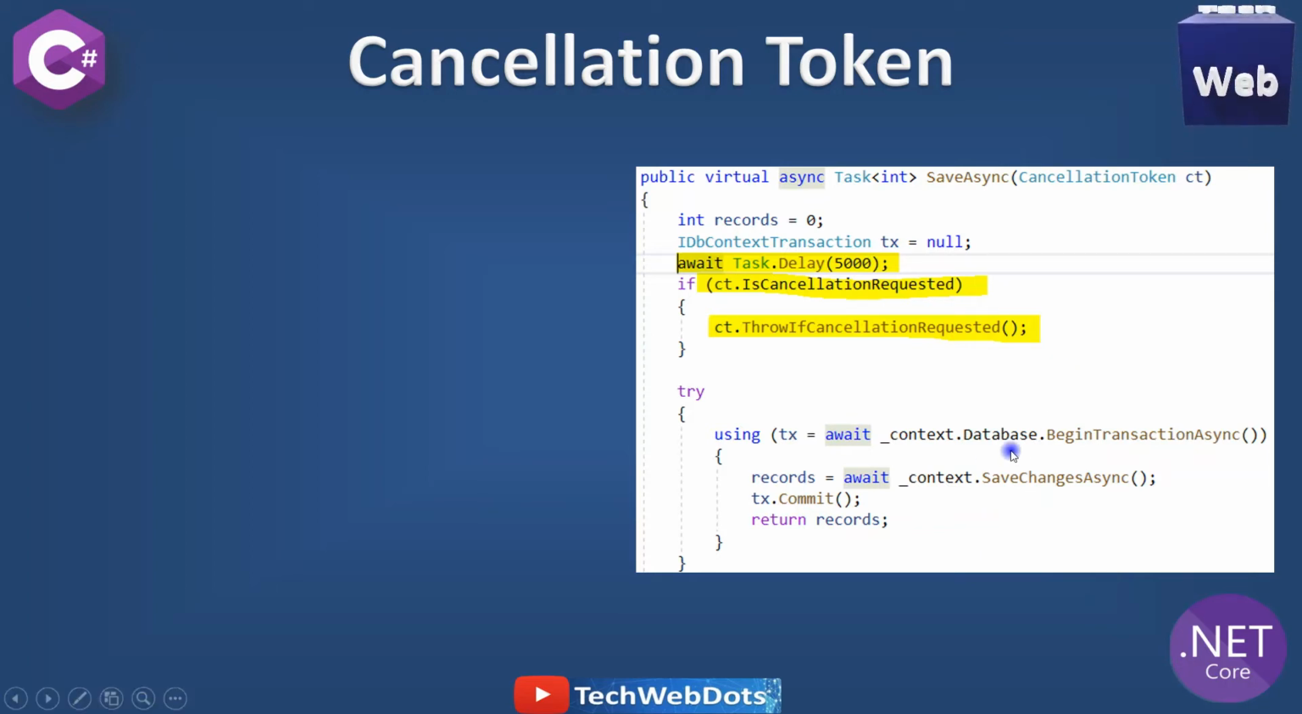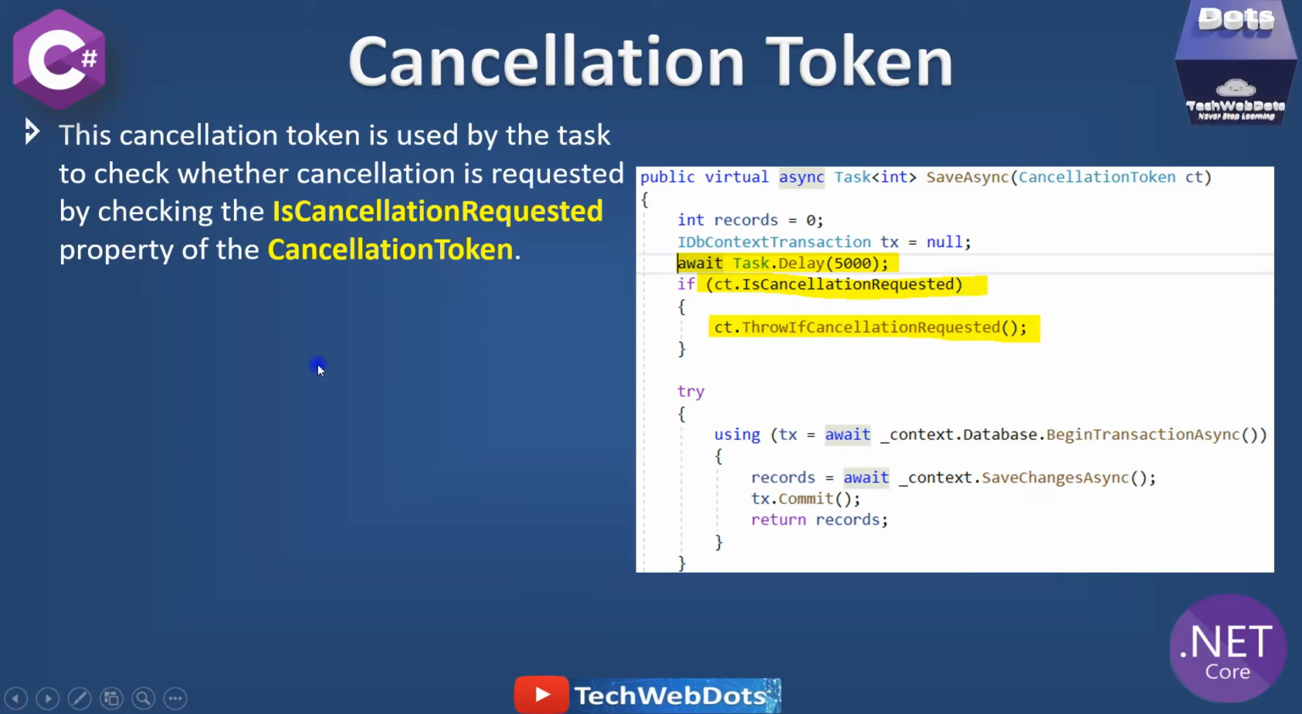Okay, so as you can see further, we are calling the SaveChangesAsync and the commit method. Okay, so just a few more important points. This cancellation token is used by the task to check whether cancellation is requested by checking the IsCancellationRequested property of the cancellation token. You can see we are using ct.IsCancellationRequested, meaning after 4000 milliseconds this flag will change from false to true, and then it will throw the cancellation requested exception. Okay, and that will be handled by the controller catch block that I just showed you in my previous slide.